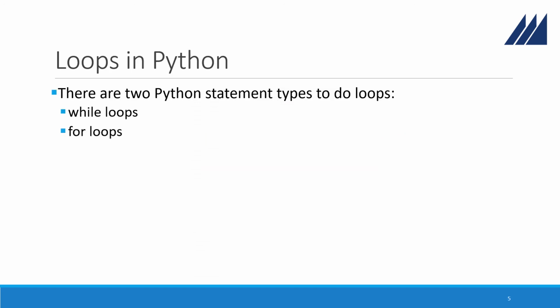Okay. In Python, there are 2 different types of loops. We have the while loop and we have the for loop. First, in this module, we're going to focus on the while loop and how it works. And then in the next module, we'll talk about the for loops.